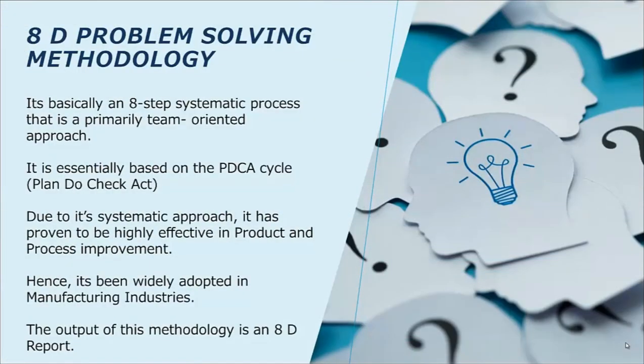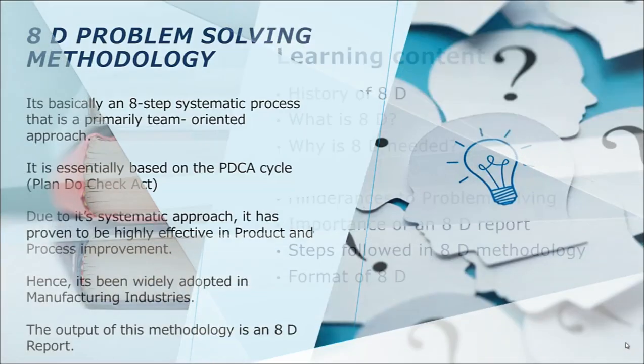The 8D problem-solving methodology is literally an 8-step systematic process that is primarily team-oriented in its approach. It is the most specialized version of the quality control process within the PDCA cycle, consisting of steps like planning, establishing a team, defining the problem, mitigating the effects of the problem, identifying the root causes of the problem, implementing corrective actions, actively communicating with team members for updates, and recognizing their efforts and achievements. This methodology is highly effective in problem solving. Finally, an 8D report must be produced at the end.